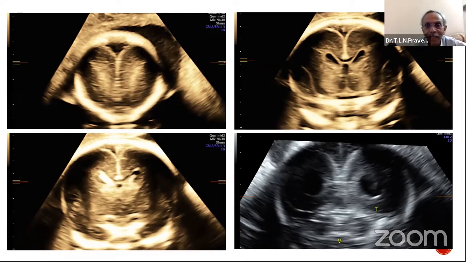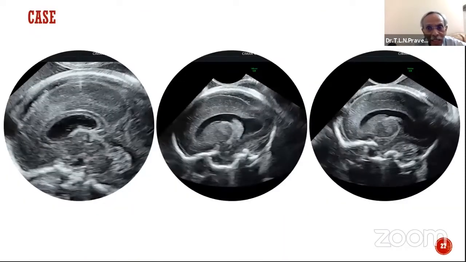So basically, we extend our examination from the basic examination to the sagittal sections and then the coronal sections. And whenever it is not possible to get good sagittal and parasagittal as well as coronal sections, we need to have recourse to multiplanar imaging, particularly by acquiring volumes.